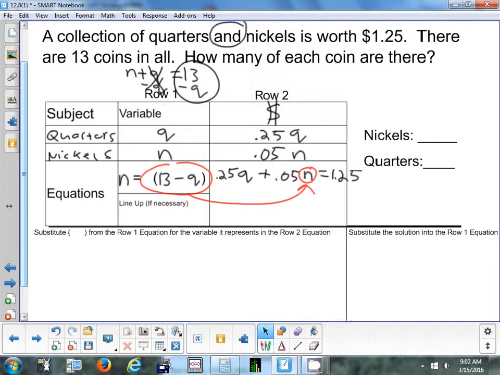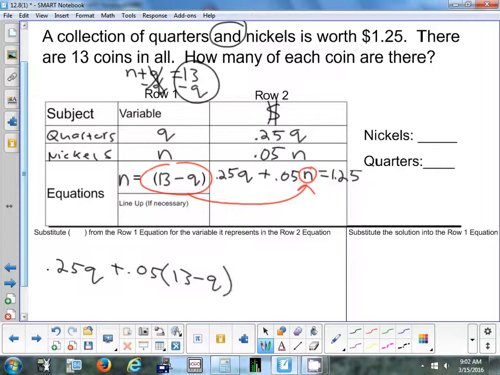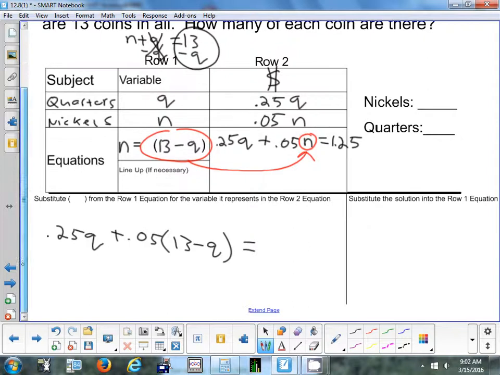Okay. And when I fill it in, what symbols do I want to make sure I always put? Good. Make sure you put your parentheses. So 0.25 Q plus, Caitlin just said make sure we put our parentheses. Okay. Ryan told me for N, I'm going to fill in 13 minus Q. Okay. And what still goes on the other side by itself? 1.25. Good. And when I'm done this problem, I should know how many quarters I have.